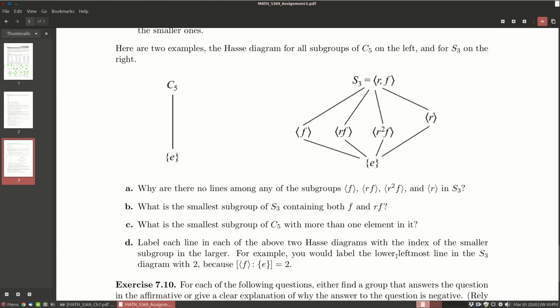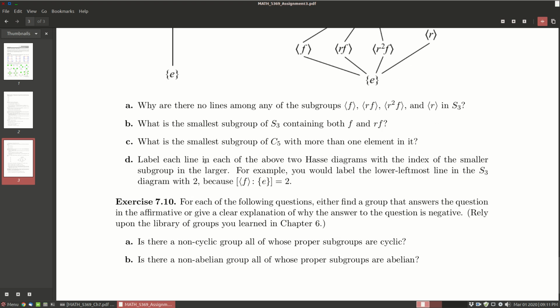And then label each of the lines in these two Hasse diagrams with the index of the smaller subgroup in the larger. So for instance, if you wanted to label the lower leftmost line in S3, the one going from E to the subgroup generated by F, then the diagram would have the number 2, because why? The index is basically, take the order of the larger group and the order of the smaller one and divide them, and you get 2. So the index of E inside of F is 2, so put a 2 there. Similarly, you do it for the rest of these. So for instance, on the leftmost, the order of E is 1, and the order of C5 is 5, so you put a 5. All right.